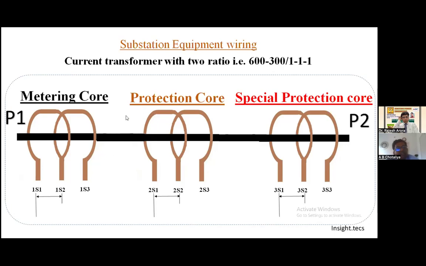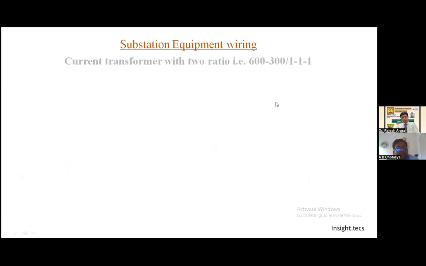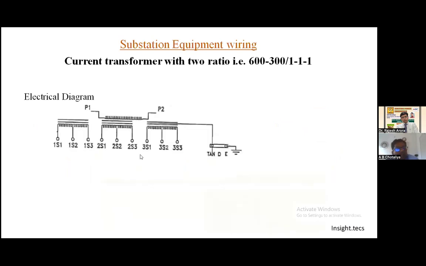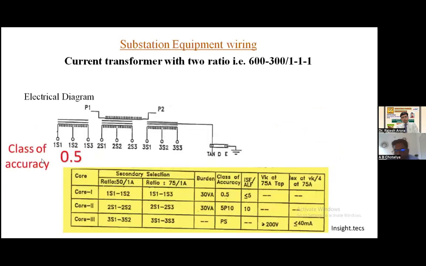What is that? Between 1S1 and 1S2 we will get a 300 by 1 ratio, and between 1S1 and 1S3 we will get a 600 by 1 ratio for the CT. Okay, then what are these metering, protection and special protection cores? They differ by the accuracy class of the CT secondary core.